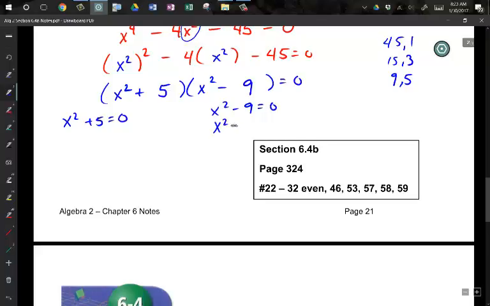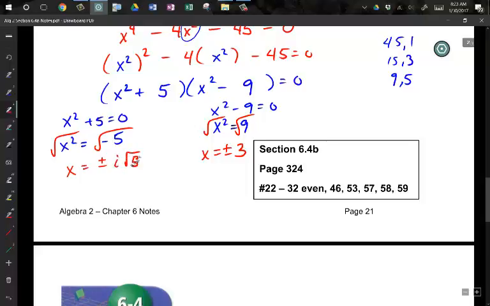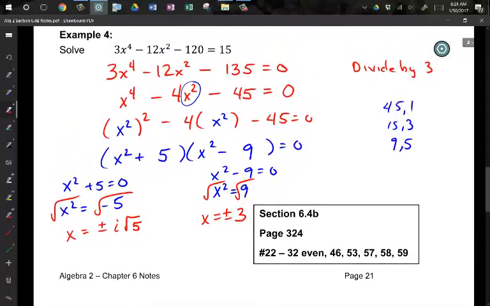I'm going to do the easy one first. X squared equals 9. Square root of both sides. X equals plus or minus 3. Over here, x squared equals negative 5. Square root of both sides. x equals plus or minus how much? I root 5. Oops, that's not neat. I root 5. Show that whole problem there. Questions?